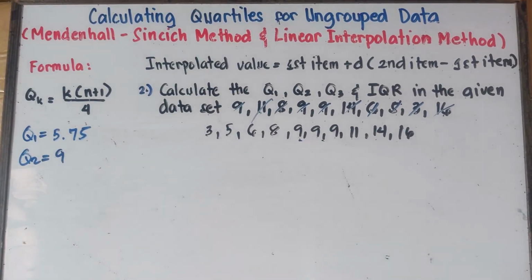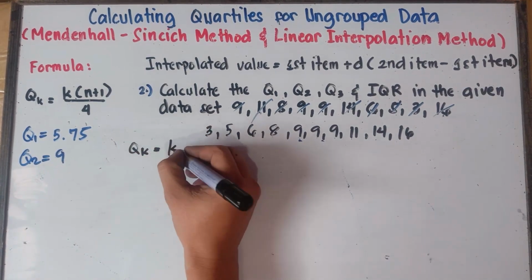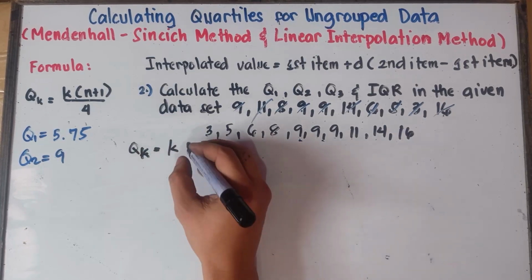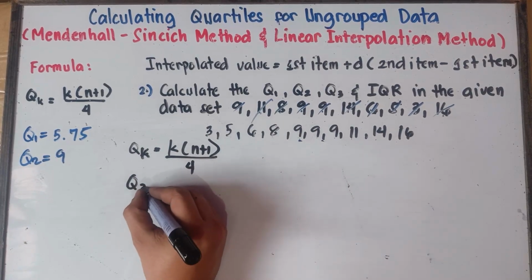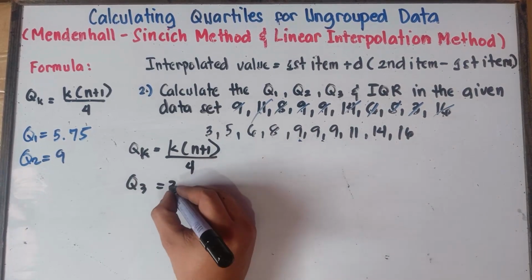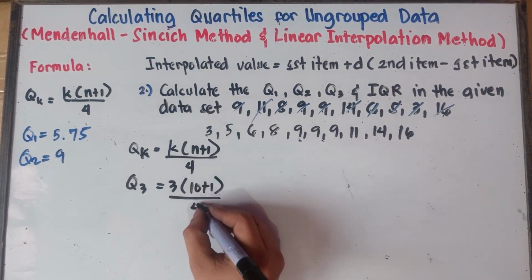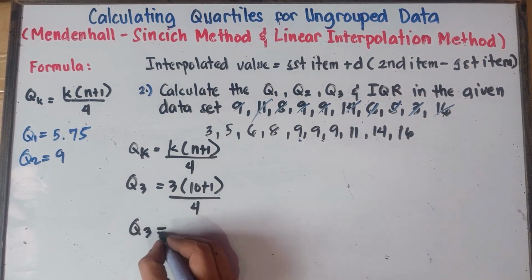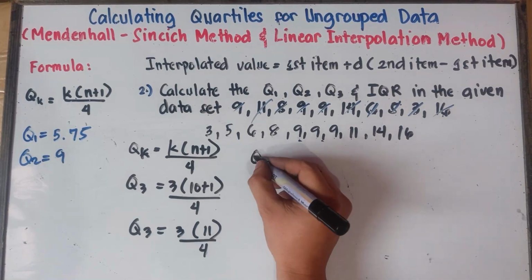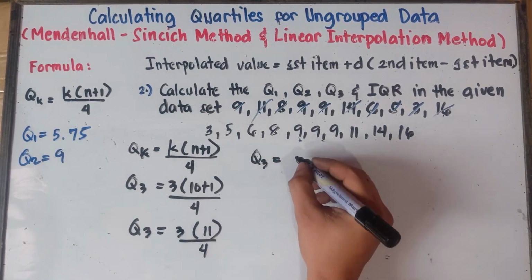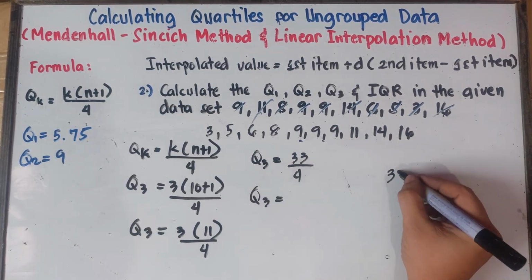Alright, so let's find quartile 3. Use the formula Q sub k equals k times n plus 1, divided by 4. We're looking for quartile 3, so 3 times n plus 1 divided by 4, where n is the total number of samples, 10. So Q sub 3 is 3 times 10 plus 1, which is 11, divided by 4. So Q sub 3 equals 3 times 11, that will be 33 divided by 4.